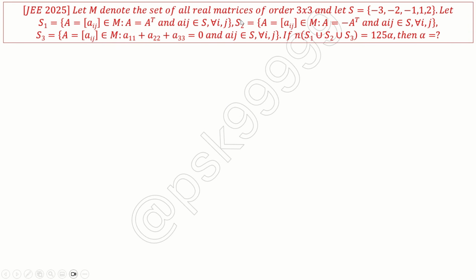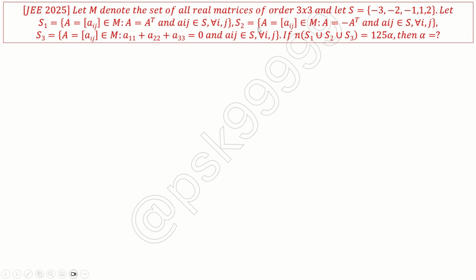Let M denote the set of all real matrices of order 3 by 3, and let S be the set defined as minus 3, minus 2, minus 1, 1, 2. These are the elements of the set. Let S1 be defined as matrix A with entries Aij, which belongs to M, that is 3 by 3, such that A is equal to A transpose, for all Aij belongs to S. The element is from this set, and the condition is A equal to A transpose.